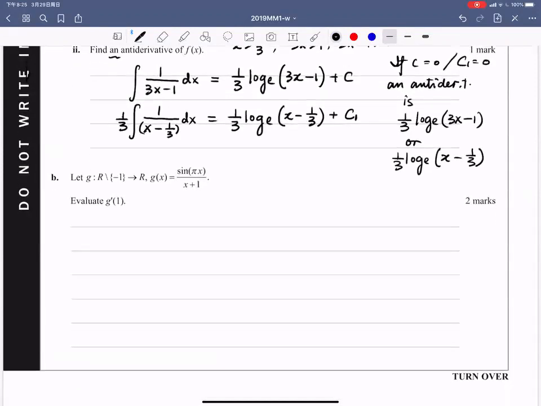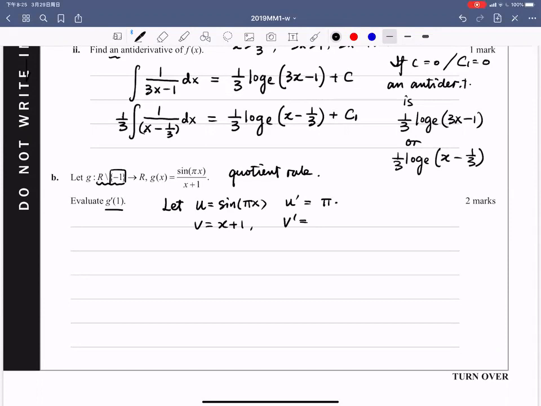Okay, next one. Let g be a function restricted on all real values except for minus 1. And this is given by a quotient function. So you are going to use quotient rule for this function. All right, we want to find the value of g dash at x equals 1. So we say let u equals sine pi x, v equals x plus 1. And I calculate u dash and v dash respectively. I will get pi times cos pi x and 1 respectively.